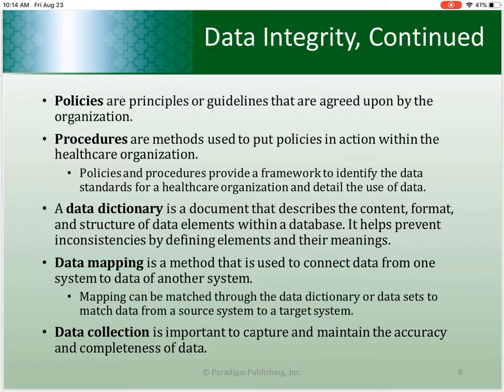Almost how we talked about in PI, our goals and our objectives. So in this situation, policies may be similar to a goal. This is what we're going to do. This is what's going to happen or what should happen. And then the procedure is how you're going to go about meeting that goal or achieving that policy. So procedures are methods used to put policies in action within the healthcare organization. Together, policies and procedures provide an explanation to employees of the healthcare organization about how to handle data operations.